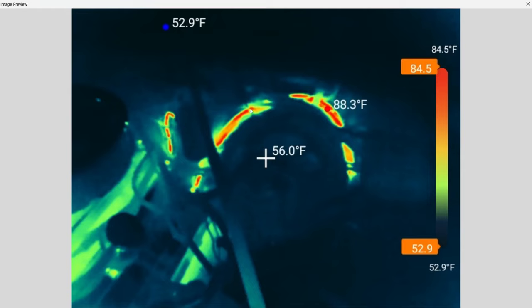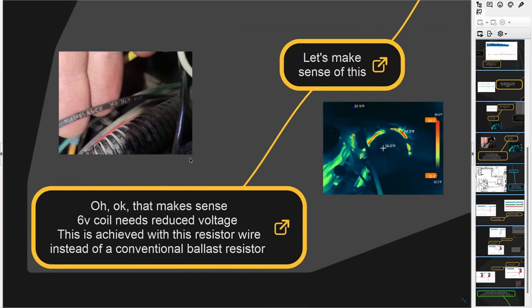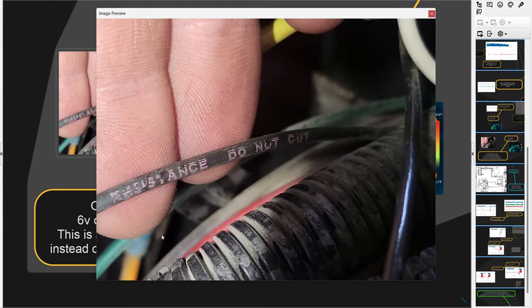You can see that there's heat all the way. This is around the brake booster, going along the backside of the engine, then up to the coil, which is mounted on this fender support that goes from the firewall to the fender. And I had actually not seen this before, but anybody old enough to have, they actually used a resistor wire instead of a ballast resistor that connected from the firewall to the coil. So that's what I found there. You can see it's actually labeled resistance, do not cut.